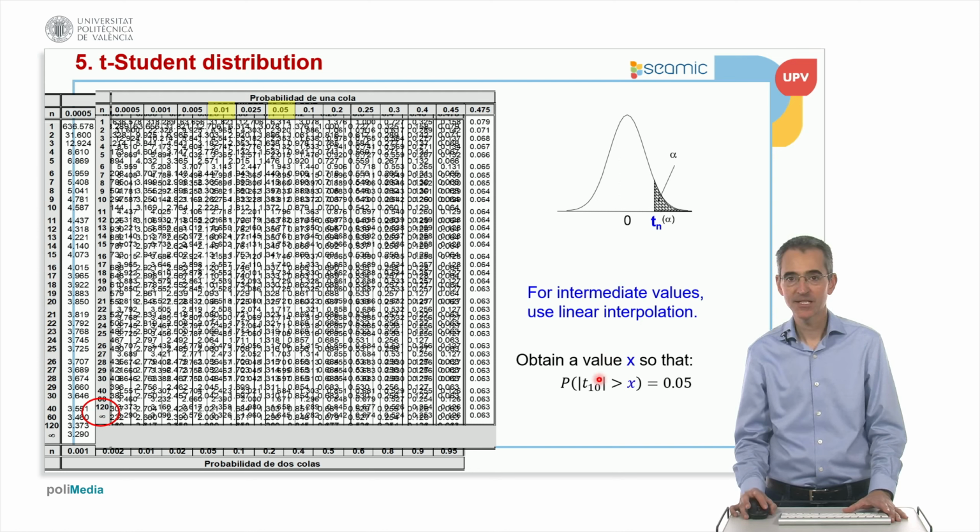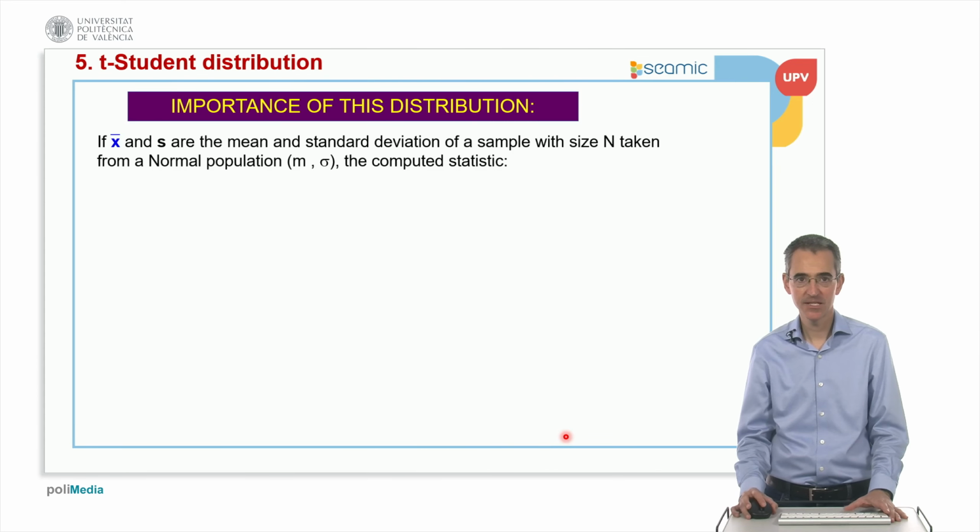Okay, so for example, this could be an exercise. Obtain a value x so that the probability that this distribution in absolute value is bigger than x is 0.05. Well, as it is in absolute value, we should not read the column 0.05 but the column 0.025, okay, because we are working in absolute value. So then we will go to the row 10 and read the value. Well, sorry, you cannot see this very well, so this was my mistake. The solution is 2.228.